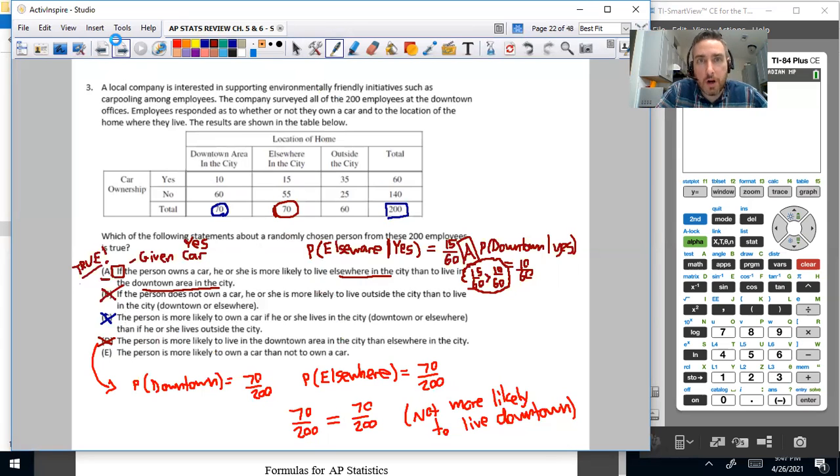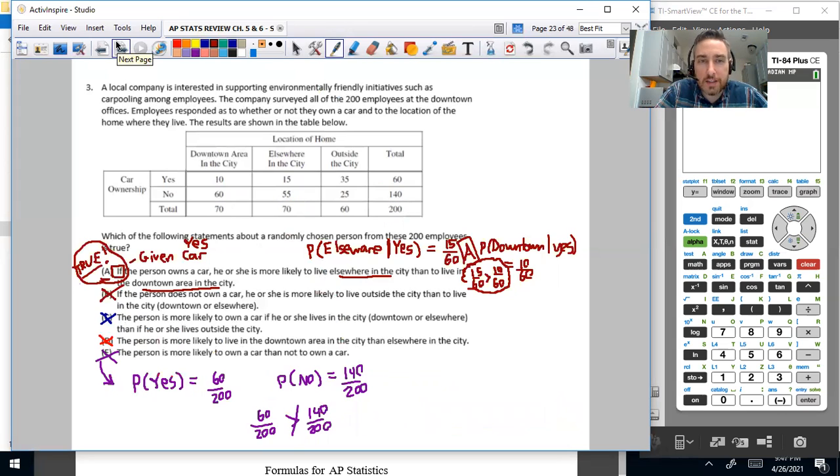And our last wrong one. The person is more likely to own a car than not own a car. So let's look at total car ownership. If you look at all the car ownerships, we have 60 versus 140. And we know that 60 is less than 140. Out of the 200 total people, 60 own a car, 140 do not. Therefore, that is not true.